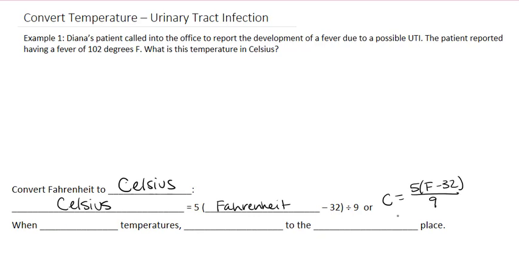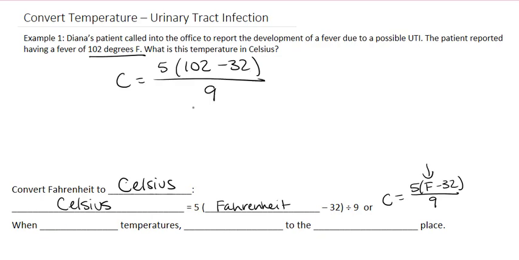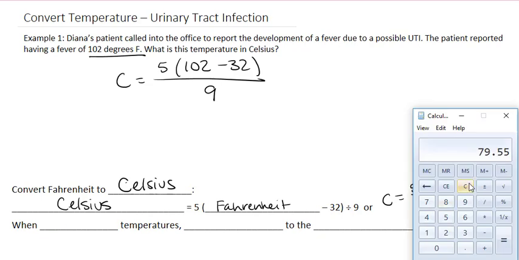And so now let's go back to our problem as we have this formula. We're going to plug in this 102 degrees into our Fahrenheit. So Celsius then becomes 5 times (102 minus 32) over 9. Remembering our order of operations, we need to solve for the information in the parentheses first. So using our calculator, we go 102 minus 32, which is equal to 70.